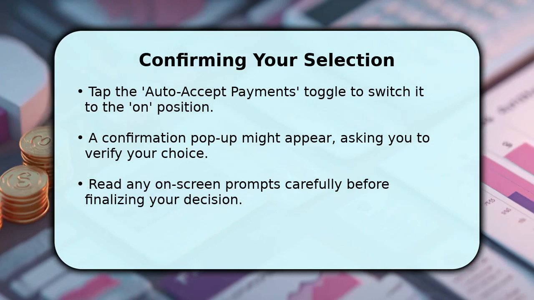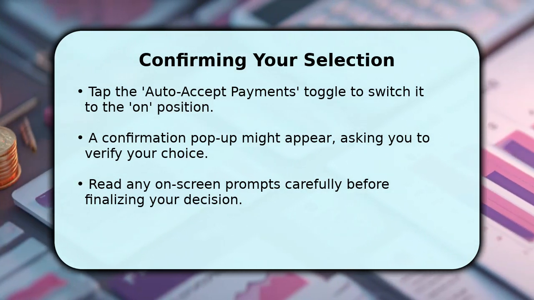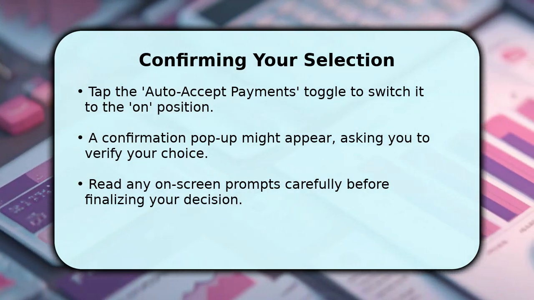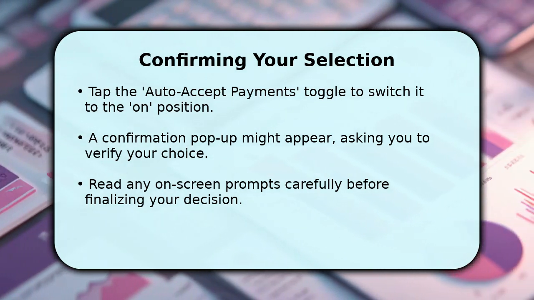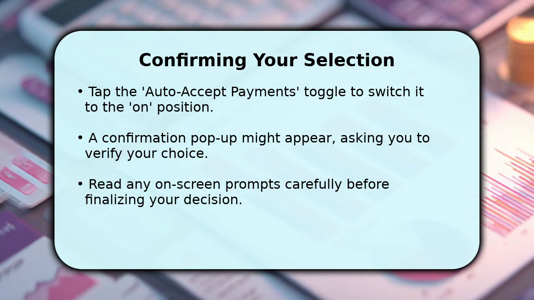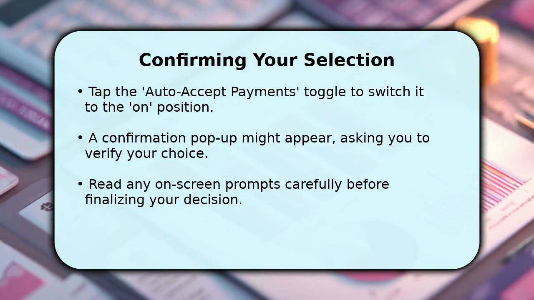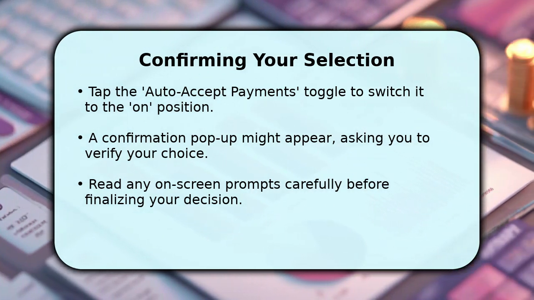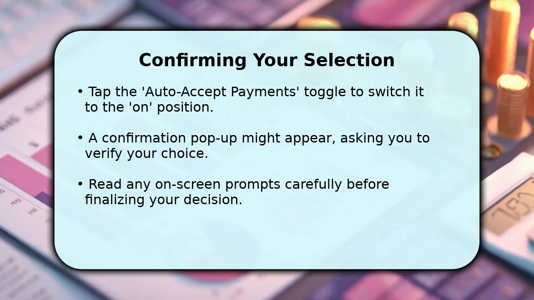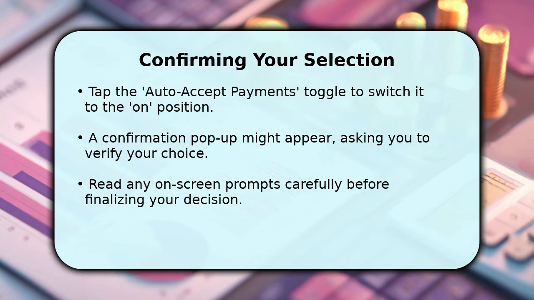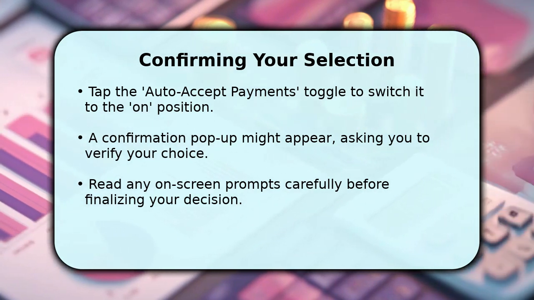To activate the feature, simply tap the toggle switch next to Auto Accept Payments so it moves to the on position. Cash App may then present a small pop-up window, asking you to confirm that you indeed wish to enable this setting. Carefully read any messages displayed on this confirmation screen and proceed by tapping Confirm or Enable to finalize your selection.